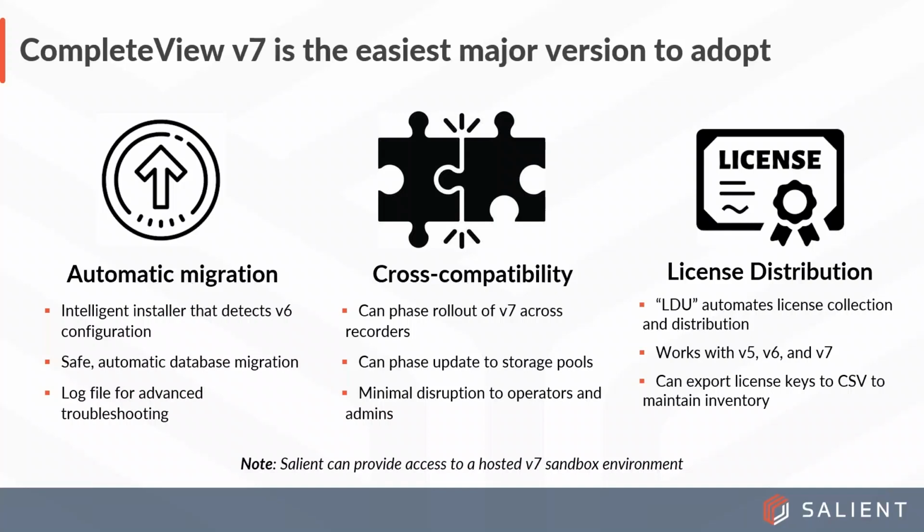And so it's very easy to hand that CSV file to the Salient licensing team. They're able to populate that same CSV file and return it, and it can be used to mass update and mass push new license keys to all the recorders that you have in your system that are attached to that management server. And so it's a great way to avoid having to touch each recorder one by one.